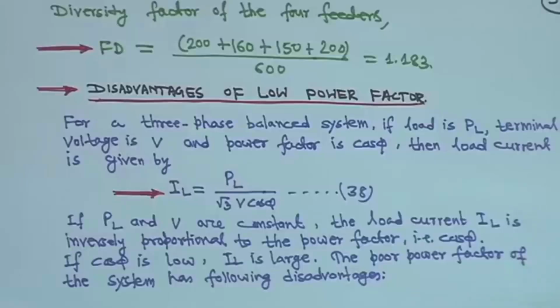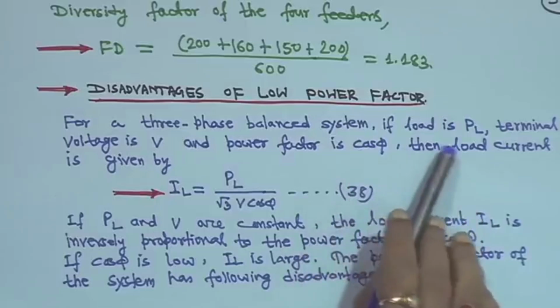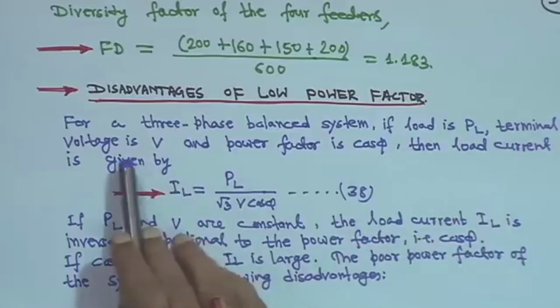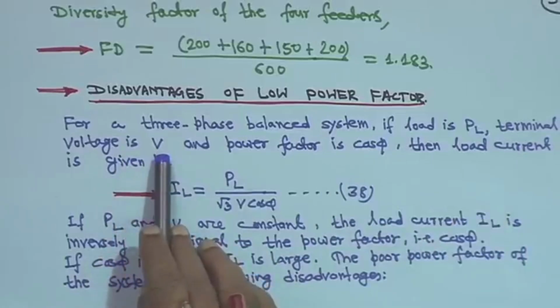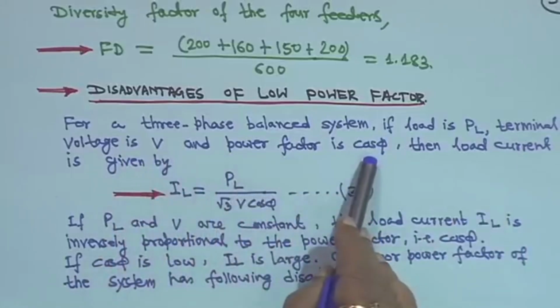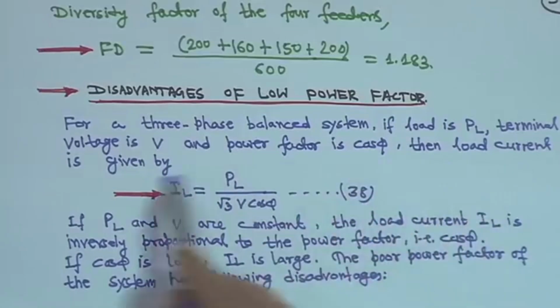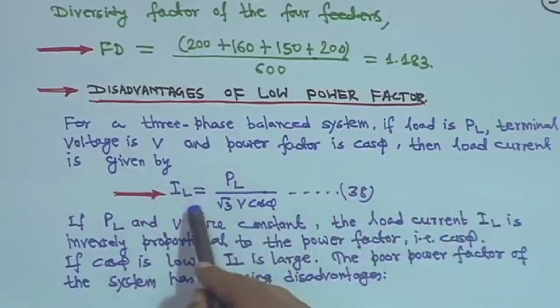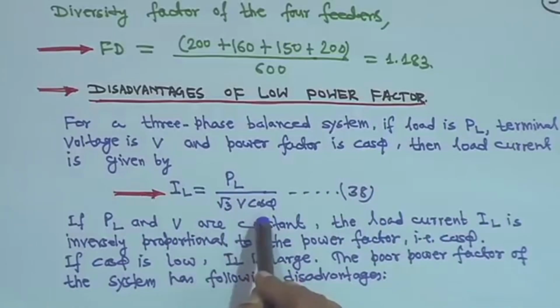So, next is disadvantages of low power factor. So, what are the disadvantages? For a 3-phase balanced system, for example, say if load is PL, terminal voltage is V and power factor is cos phi, then load current is given by IL equals PL upon root 3 V cos phi. This is equation 35.